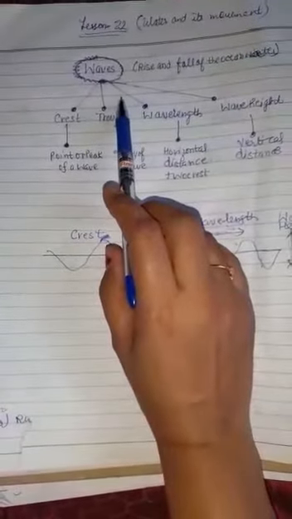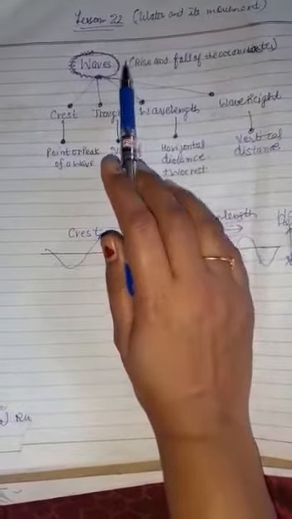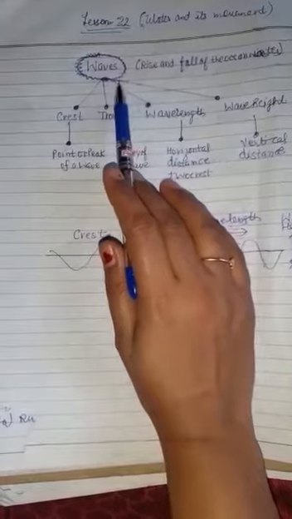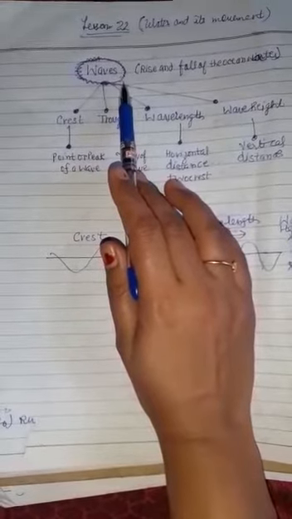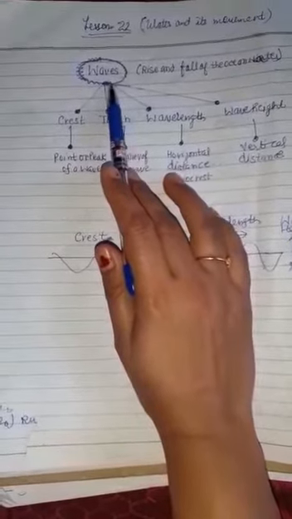Today we are going to discuss lesson number 22 of geography, water and its movement, and the topic about ocean circulation. Ocean circulation is mainly of three types: waves, tides and currents. So let's discuss firstly about the waves.